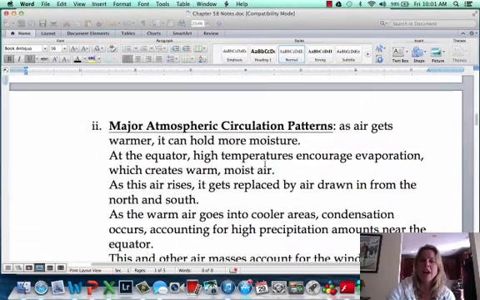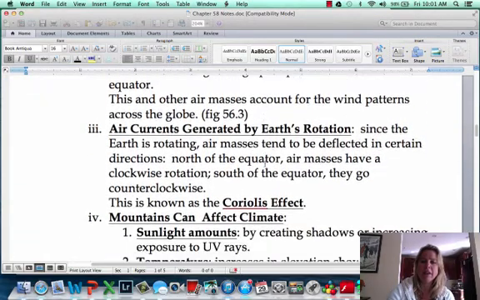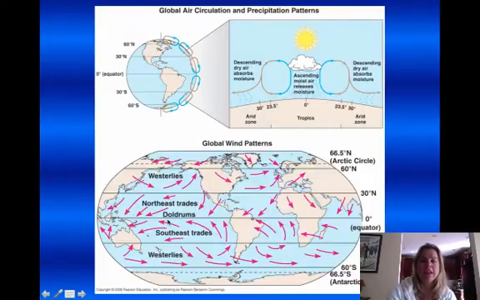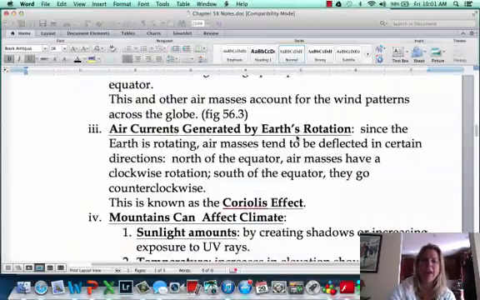Okay, so we talked about the air rising. The rotation that I was talking about is called the Coriolis effect. That was the fact that these are going clockwise above the equator and then counterclockwise below the equator. The reason that happens is because the Earth is rotating. So the Coriolis effect is definitely going to be apparent, not only in the wind patterns, but also in ocean current patterns as well.